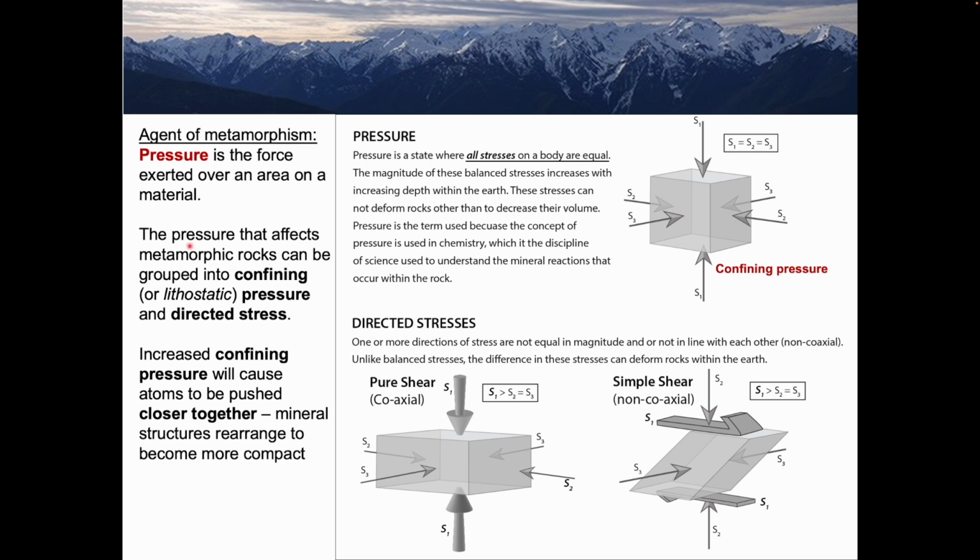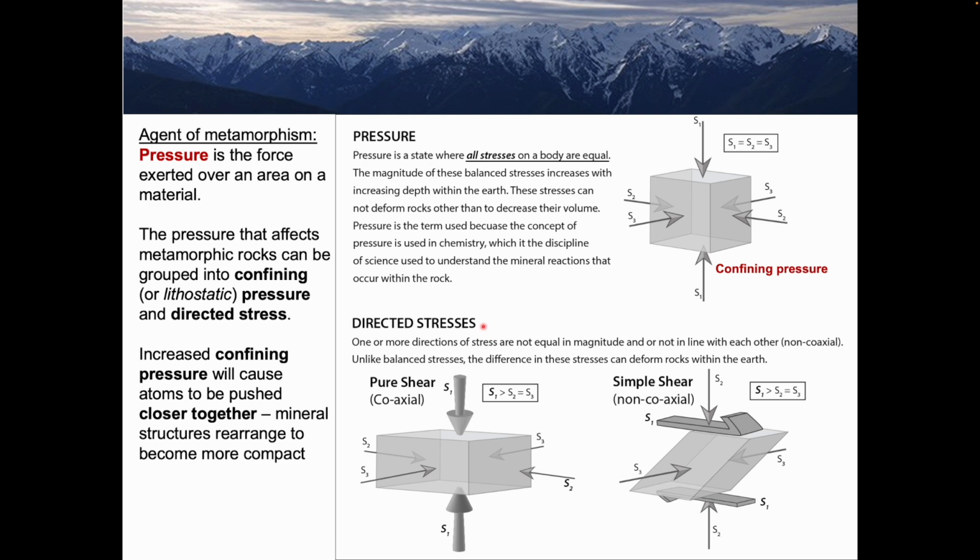Our next agent of metamorphism is pressure, which is the force exerted over an area on a material. Pressure that affects metamorphic rocks can be grouped into confining, also called lithostatic pressure, and directed stress. Increased confining pressure will cause the atoms in a mineral to be pushed closer together. These mineral structures then rearrange to become more compact. So confining pressure makes a material want to become smaller and take up less volume.